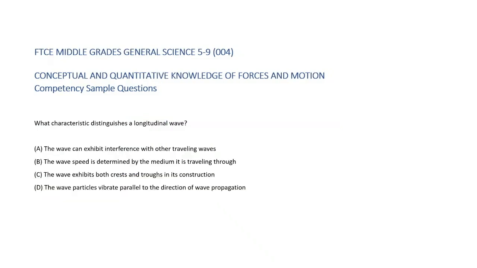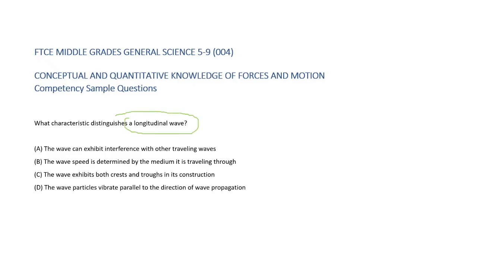Problem 3 says, what characteristic distinguishes a longitudinal wave? A, the wave can exhibit interference with other traveling waves. B, the wave speed is determined by the medium it is traveling through. C, the wave exhibits both crests and troughs in its construction. Or D, the wave particles vibrate parallel to the direction of wave propagation. Well, let's think about this. We're looking for, again, characteristics that would distinguish a longitudinal wave.